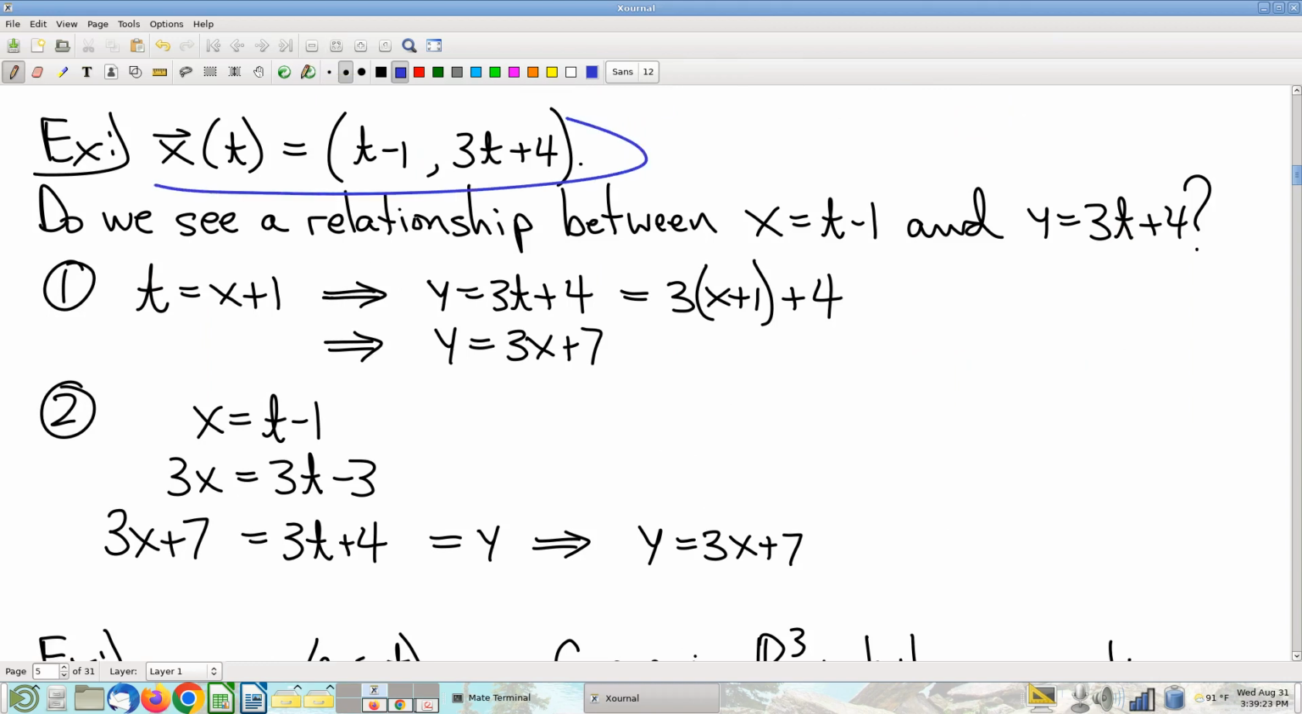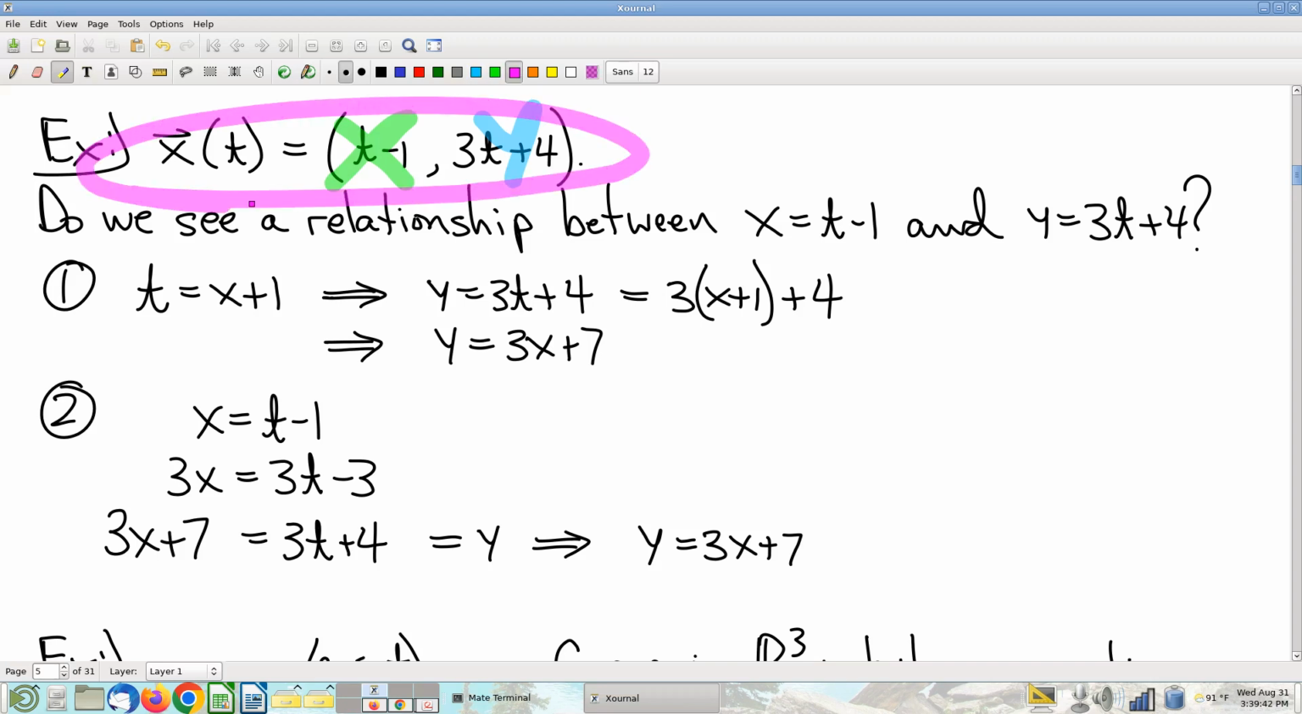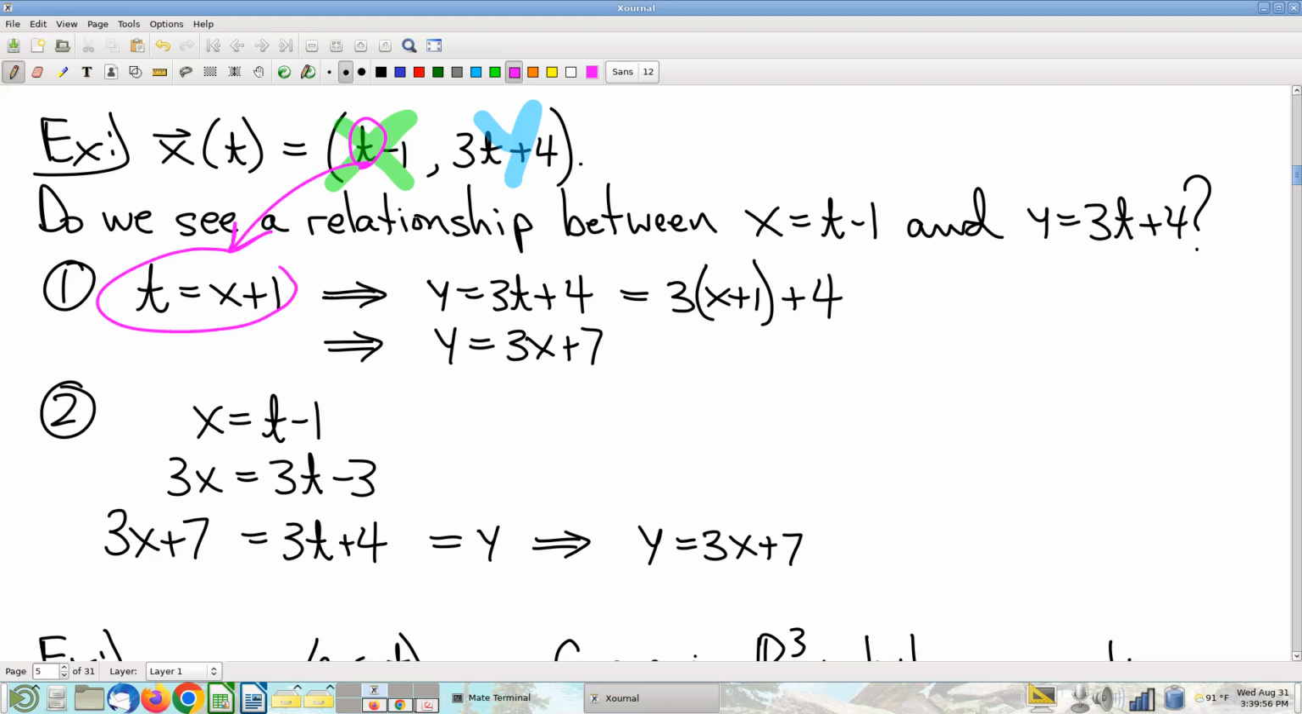So what do we got here? There's a parameterization. What is it? Well, keep in mind, that's x, and that's y. After all, the parameterization, make sure to remember, gives position, x comma y, as a function of time. Okay, so first thing we're going to do, notice that I can solve for t in this first equation. If x is equal to t minus 1, then t is equal to x plus 1.